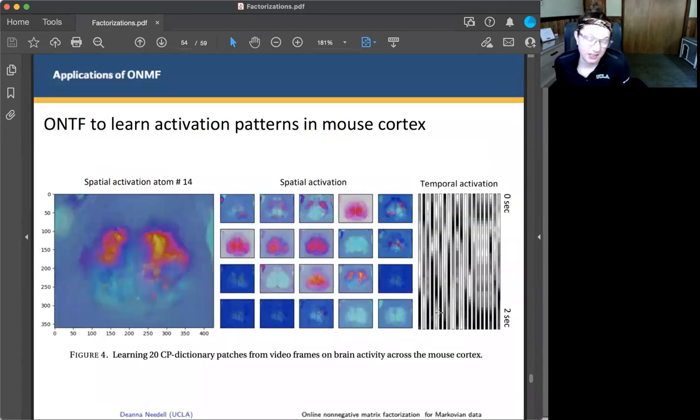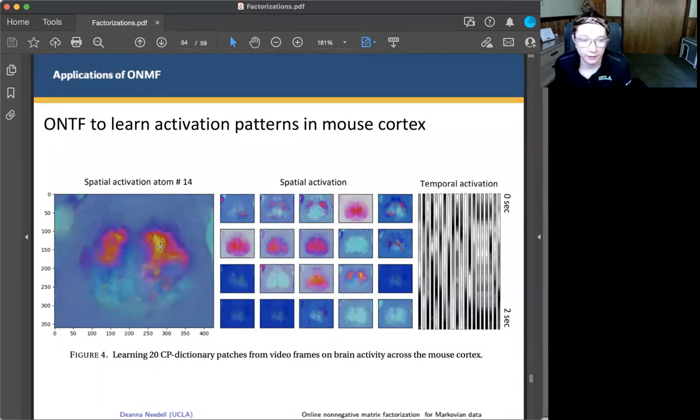Here is an example of a video. This is functional MRI. We have a cortex of a mouse brain, and we're looking at regions of the brain that are highly active as a stimulus is being applied. This is over a 2-second interval. Here, bright pink and yellow pixels correspond to high activity.